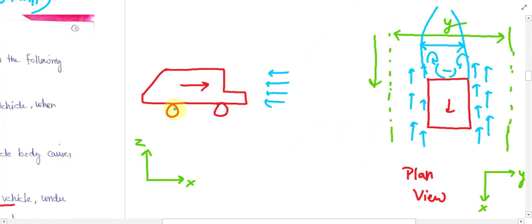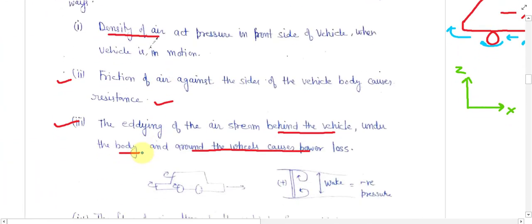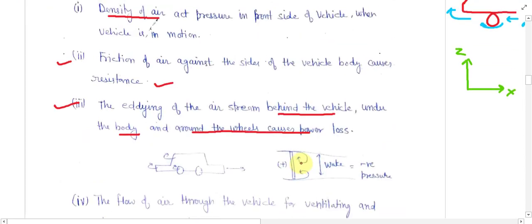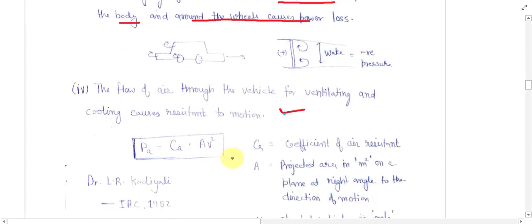Now what about the tire? Due to motion of the tire, again there is a resistance in this direction, and behind the vehicle again there is a resistance. And the last point says that the flow of air through the vehicle for ventilating and cooling causes resistance to motion. So these are the four types by which air resists a vehicle which is in motion.